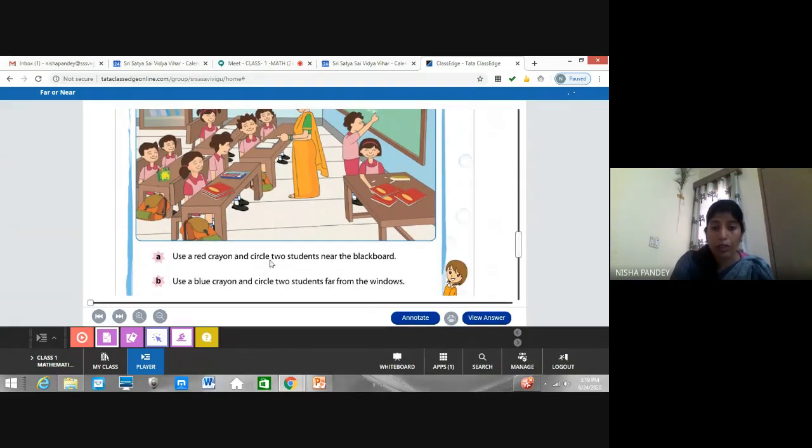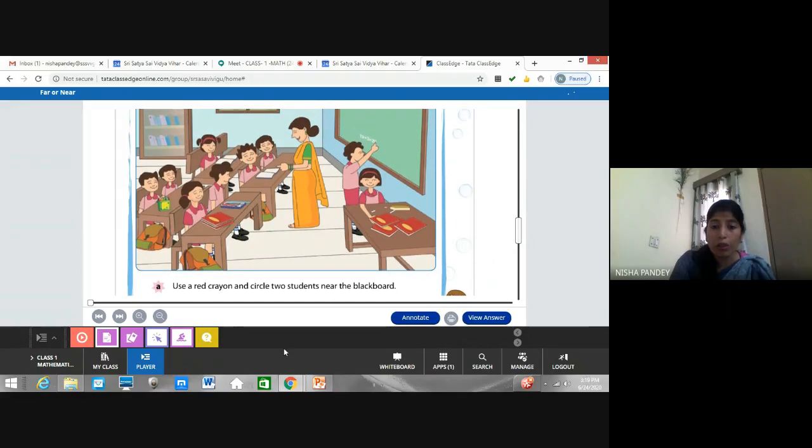Use a red crayon and circle two students near the blackboard. All right. So what you have to circle and with which color you have to circle, that is very important. So we have to circle with red crayon, and two students you have to circle which are near to the blackboard. So easily you can say yes, these two children are near to the blackboard.